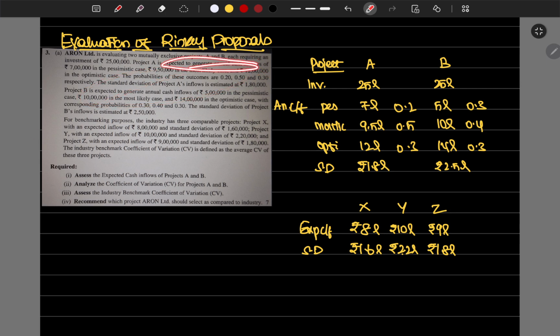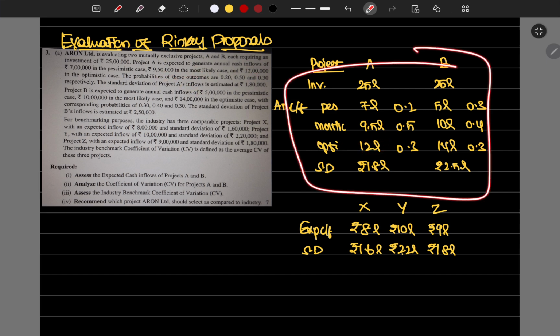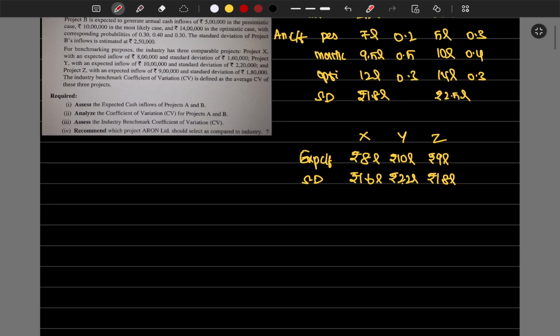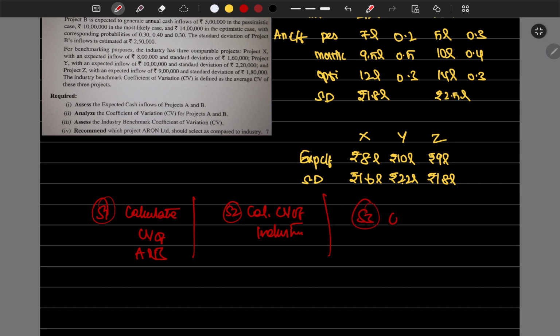They are expected to generate annual cash flows of 7 lakh, 9 lakh 50,000, and then 12 lakh. So whatever we have, I have accumulated in a table-like format. With this information, step 1 is to calculate the CV of A and B. Then step 2, calculate the CV of the industry, and then we are going to compare and find which project is best.